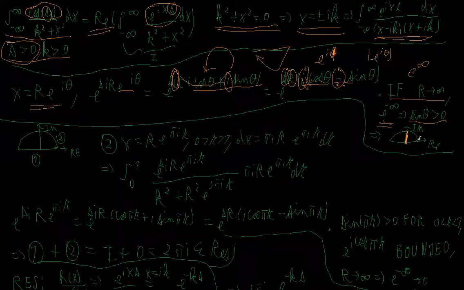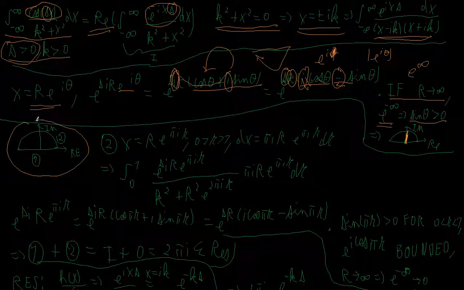So if the imaginary axis is positive, sine of theta is going to be positive. If the imaginary axis is negative, sine of theta is going to be negative. So here we need a positive sign. So we will need to choose the path along the upper half plane. Okay. So the half circle in the upper half plane and not in the lower half plane. Okay. So we need to choose this path.